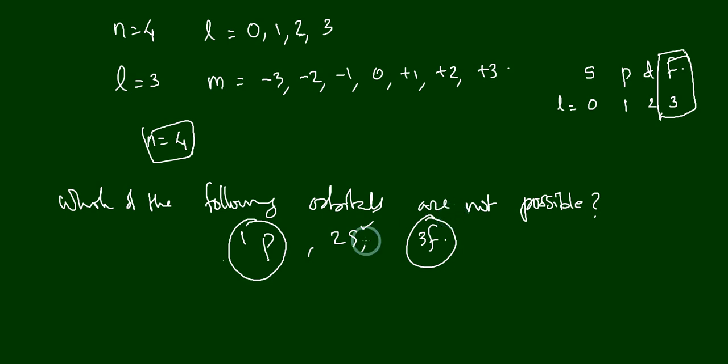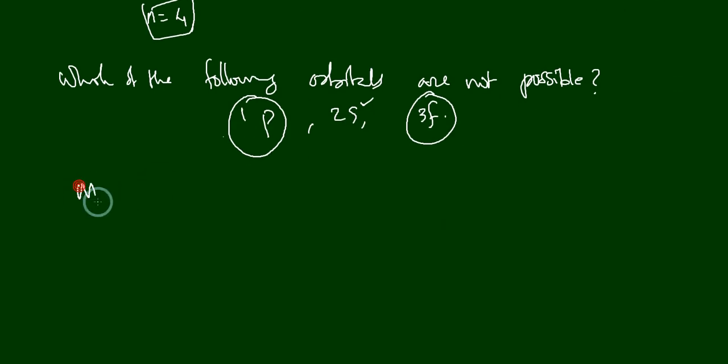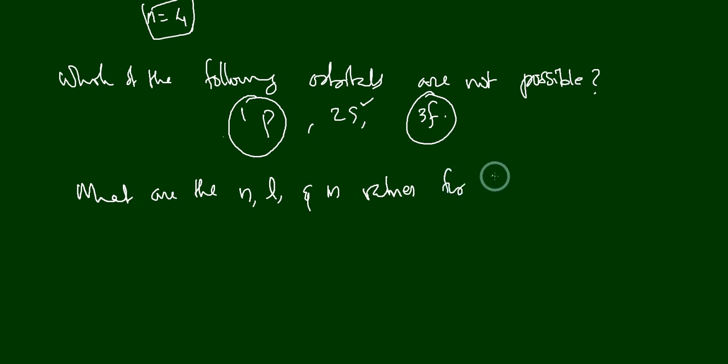And then again there is a question. What are the n, l, and m values for 2px and 3pz orbitals?